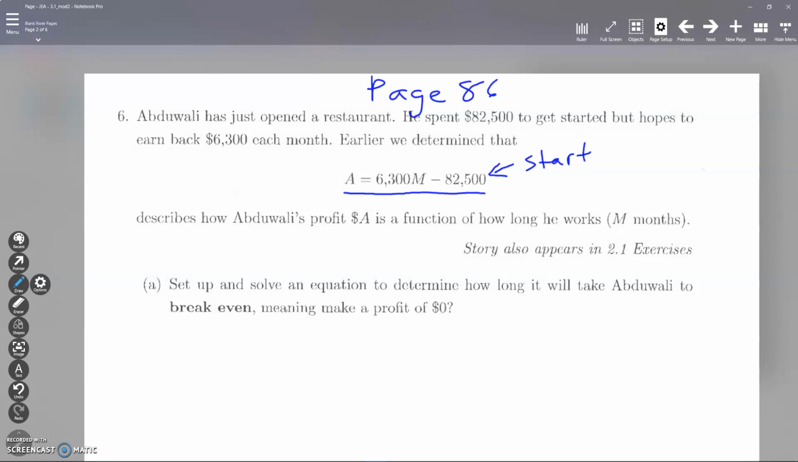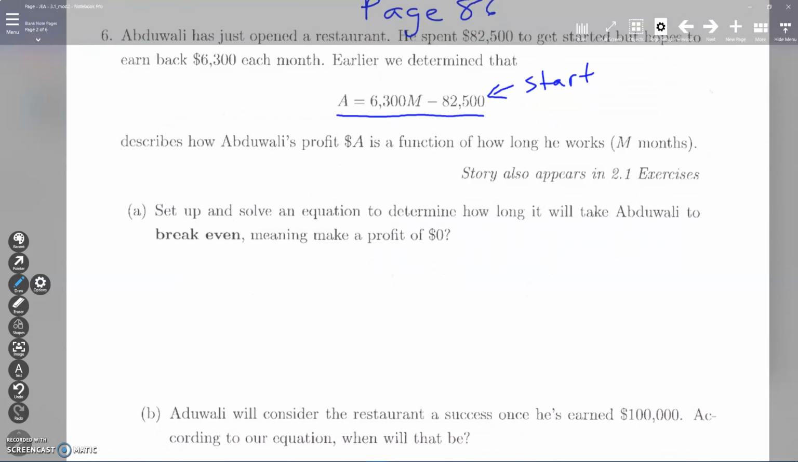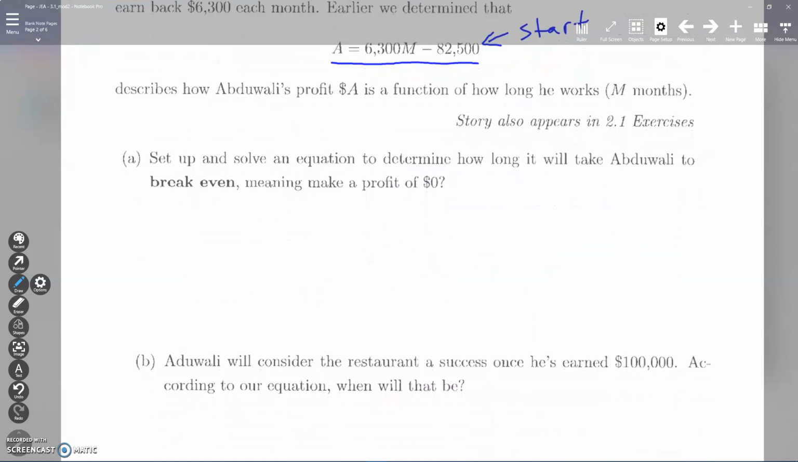And so this equation models or describes his profit, his earnings, how much money he has in his pocket, compared to how many months that he works. Well, at the beginning, at 0 months, he's going to start out with negative $82,500 because that is how much he spent to get the restaurant started. So in the first month of business, he's going to be in the negative. He's going to owe his bills or his investors or whatever it might be that he did to get the restaurant started.